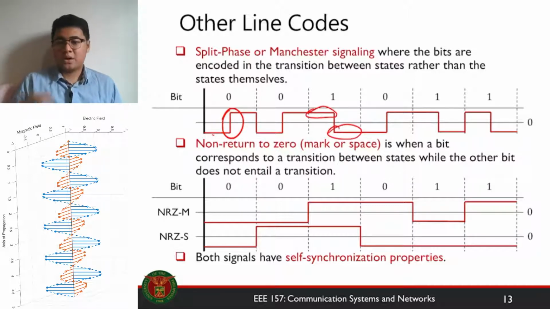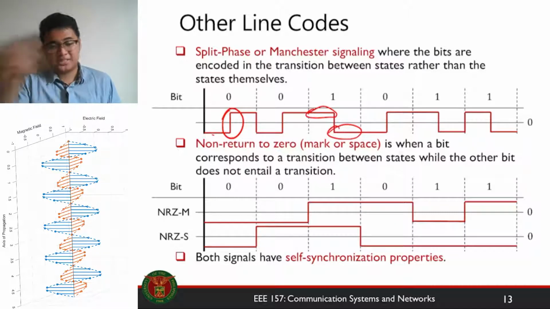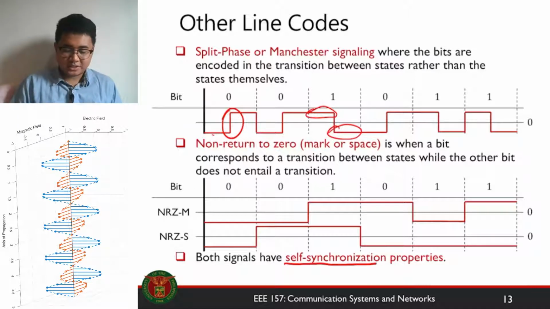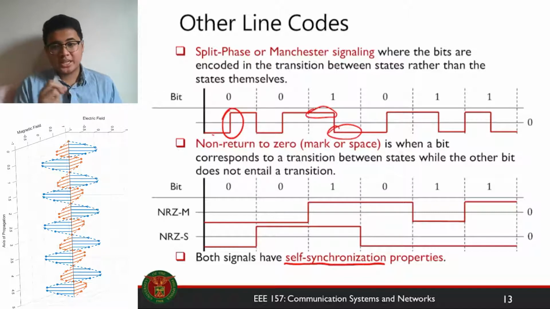Okay? Of course, you can reverse that. Bit 0 could transition from high to low. Bit 1 could transition from low to high. Okay? So what's the advantage of this? One advantage is, again, you have self-synchronization. Because your bits are encoded within the transition, you can easily recover the clock every time there's a transition between states. You can easily recover the timing of your transmitted signal.